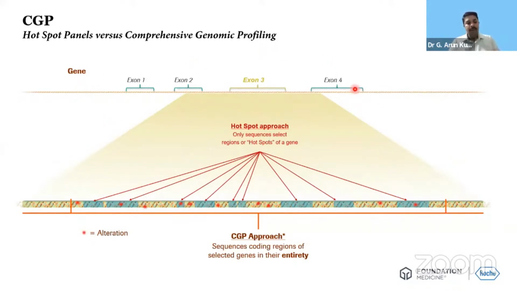Why is this important? Because as we sequence more populations, we see that hotspot testing alone might not suffice, and has the potential to miss certain mutations. So that's why comprehensive genomic profiling is definitely suggested, to take the complete genomic profile into the picture.